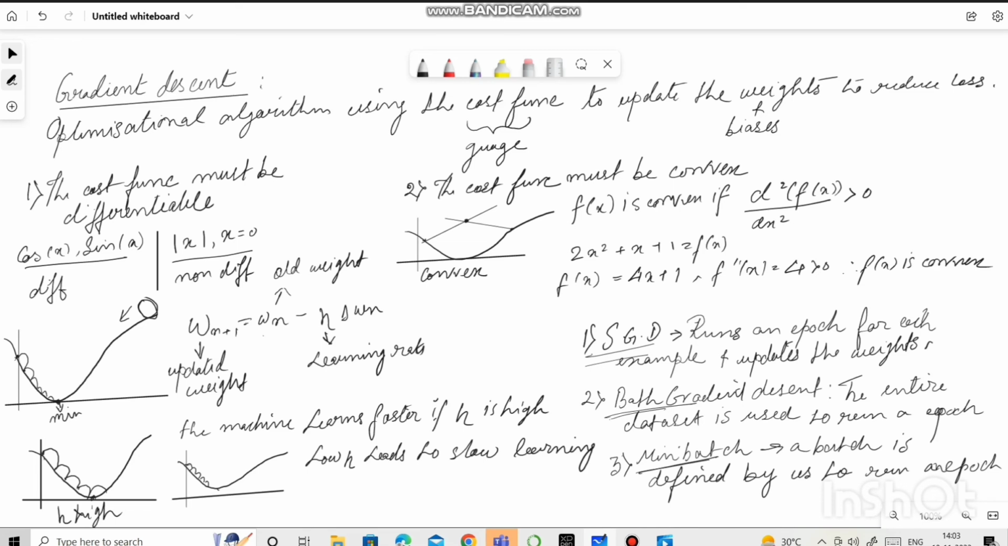So we covered gradient descent today. In the next tutorial, we'll go into applying gradient descent in Python for a neural network.